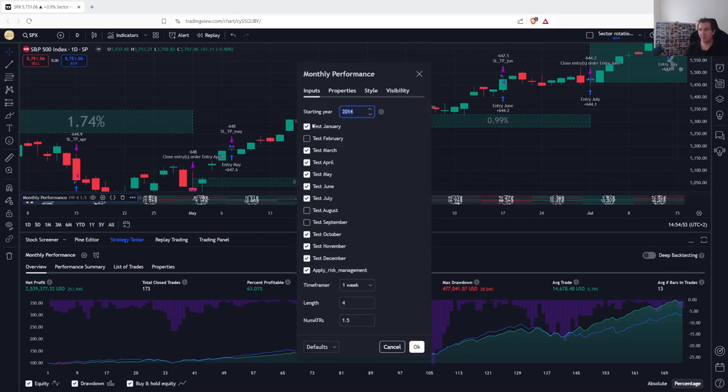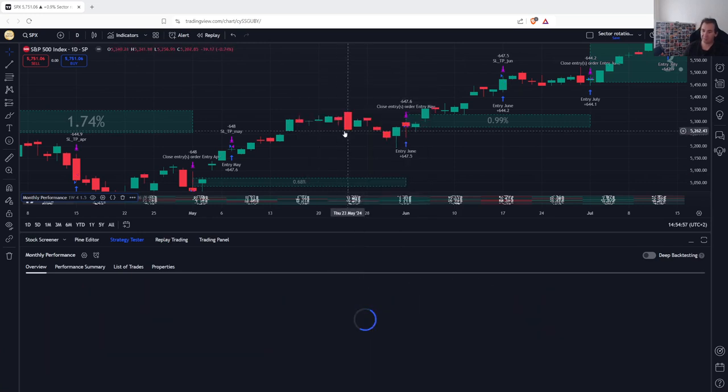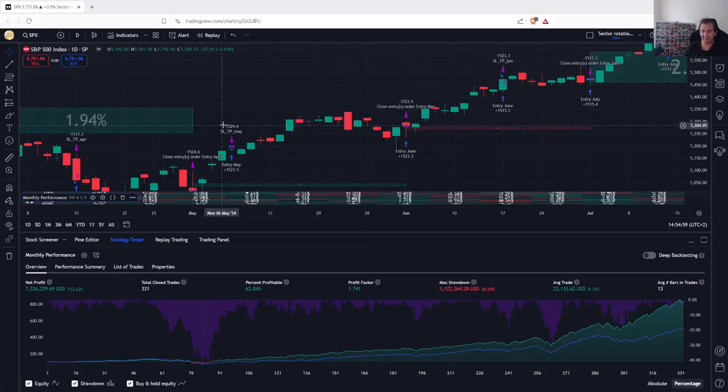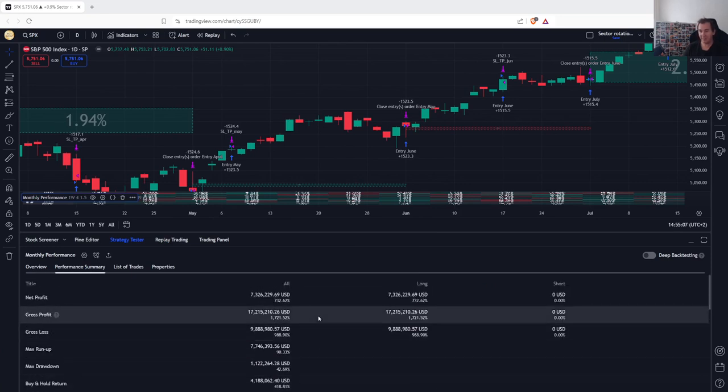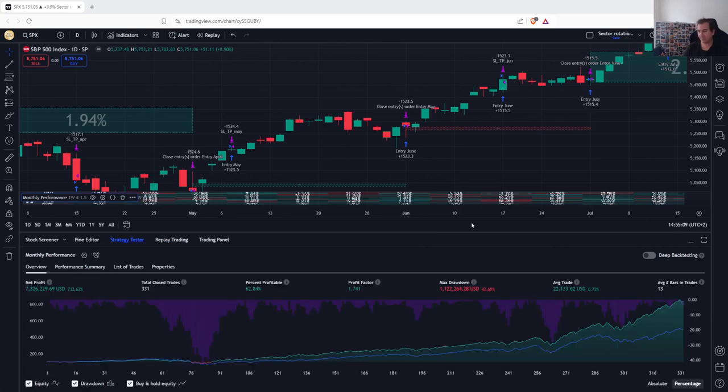However, if we take into account the last, let's say, 20 years, we can see that in this case the value is even better. We would have a 700% profit compared to buy and hold, which would be 400. We almost make double what buy and hold would be.